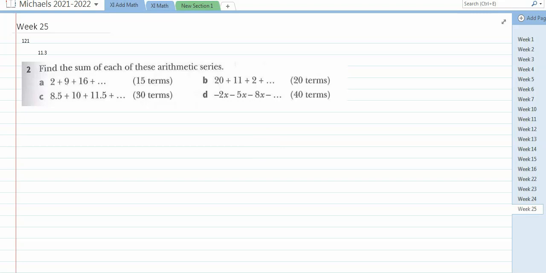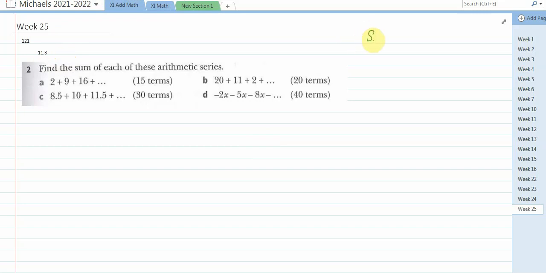Alright students, in this session we are going to continue the topic series, and in this session we are going to start how to find the sum of arithmetic progression. Alright, it's 11.3 and you can see question number 2 on your screen. Before starting the exercise, let me tell you the working formulas we are going to apply in this session.